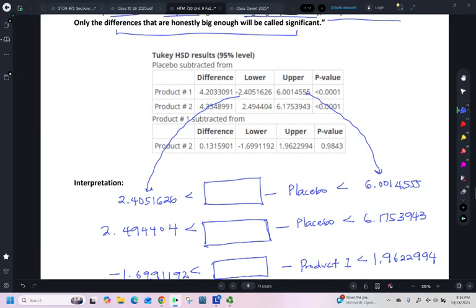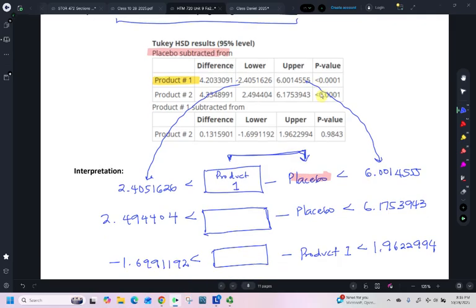What it means in particular is if we have a placebo group subtracted from product 1. So I'm going to write product 1 here. So I'm looking at the effect of product 1 compared to the baseline of the placebo. The effect is in the range of 2.4051626 to 6.0014555. These are both positive numbers.